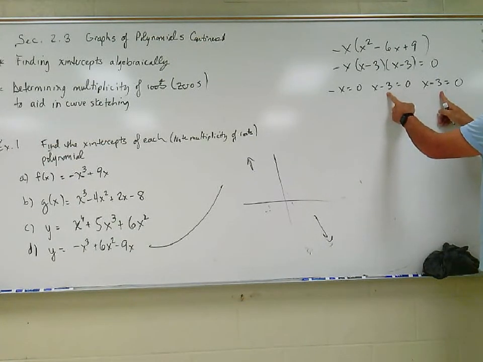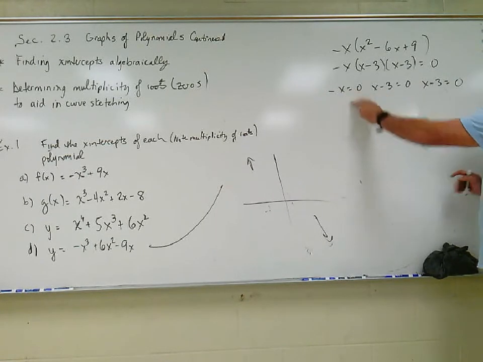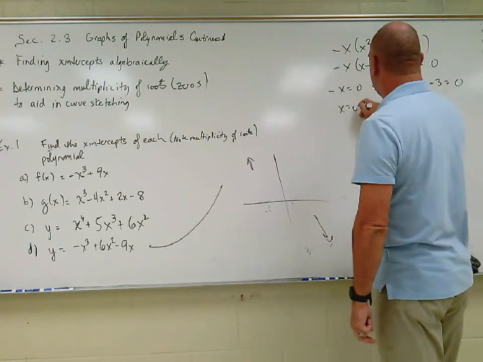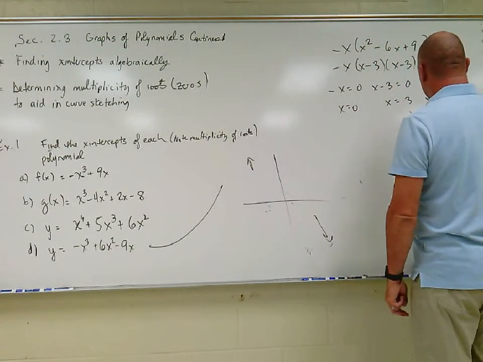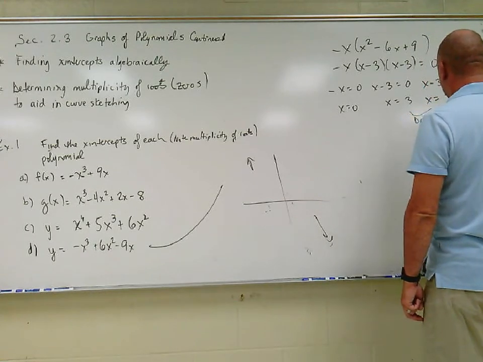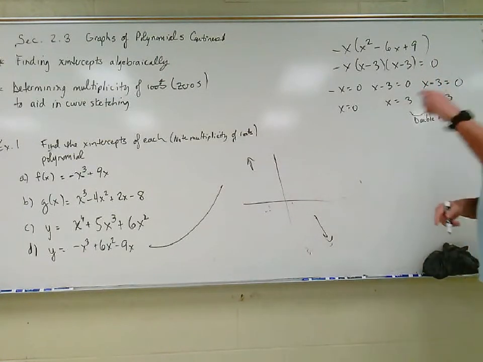So what do you call that? You're gonna get 3 twice, so it's a double root. That's a single. So you get x is 0 here. Here you get x is 3, x is 3. So that's a double root. So now we know there's a bounce there.